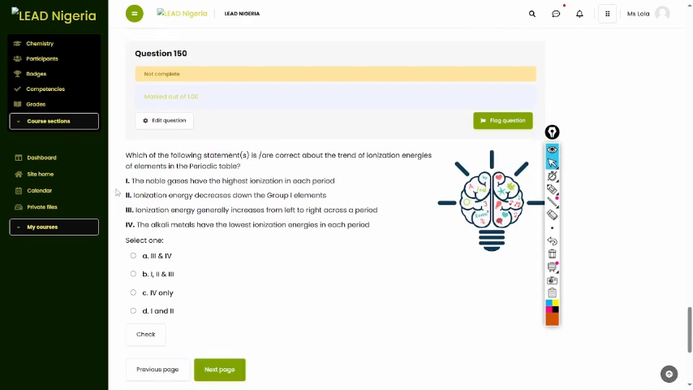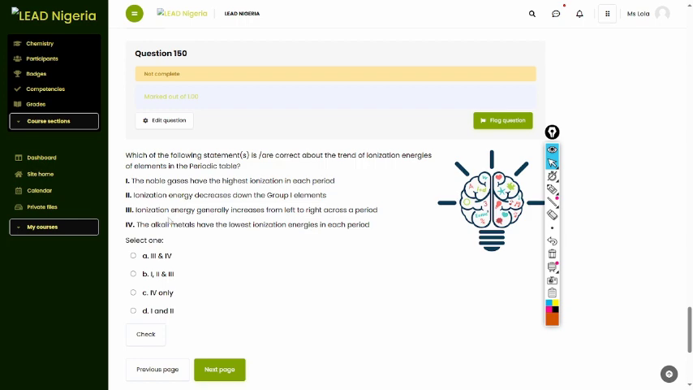All right. Which of the following statements is or are correct about the trend of ionization energies of elements in the periodic table? Okay. So the noble gases have higher ionization in each period. This is true, I think this should be that the noble gases have the highest ionization energy. This is true because the noble gases are stable, and so they have a very good grip on the electrons they have in the outermost shell, so they don't lose those electrons. So they have a very, very high ionization energy. It takes lots of energy to be able to knock out the electron of a noble gas.